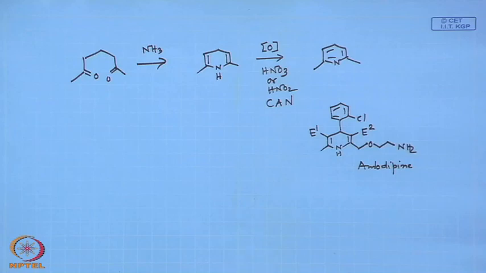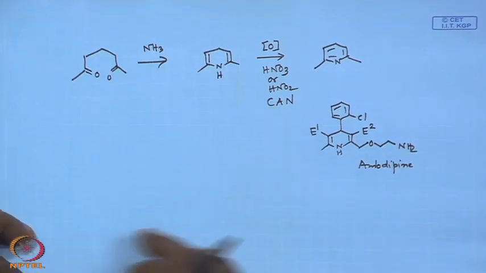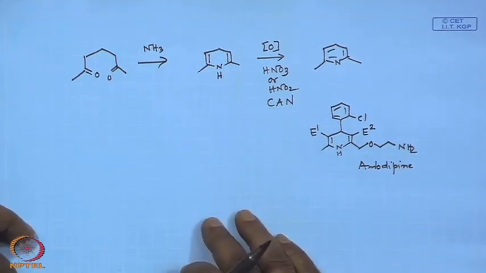1,4-dihydropyridine nucleus. Okay. Now, how do you modify this? I mean, actually, all of this is basically a modification, or you can say it is a preamble for this Hantzsch synthesis. There are so many modifications.